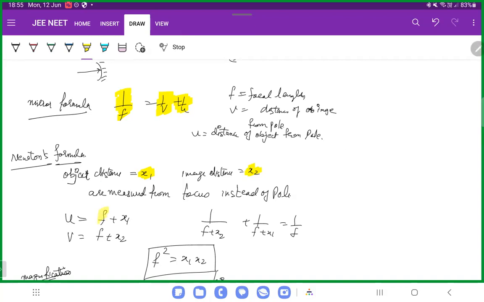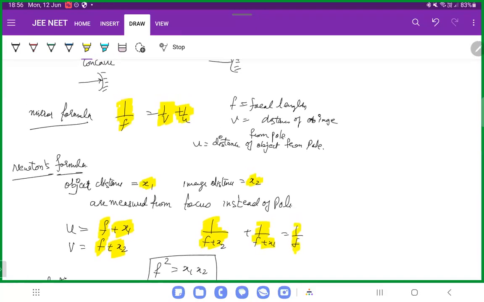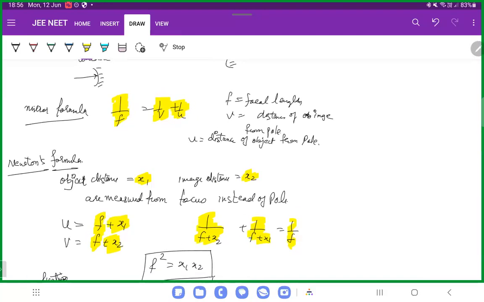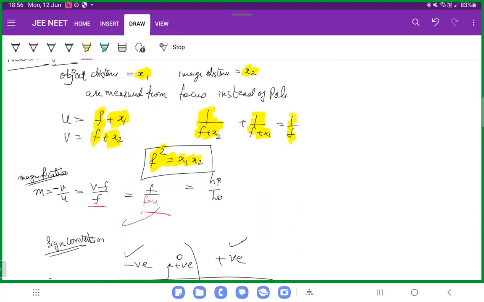That's what we have mentioned here: f plus x1, f plus x2. So 1 by (f plus x2) plus 1 by (f plus x1) equals 1 by f. Do the LCM and get me the f value. Check, are we getting the same? Do this one, because they ask this derivation in your board exam, so it will help you. Simplify x1 and x2. We need to get f square equals x1 x2.